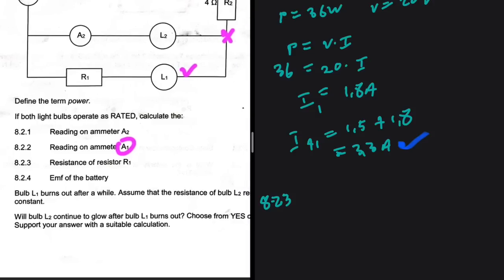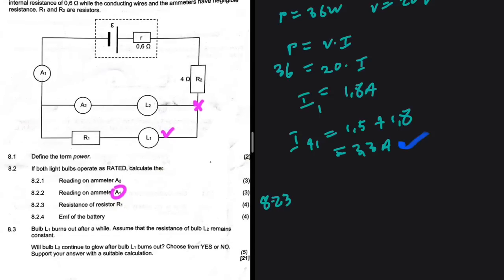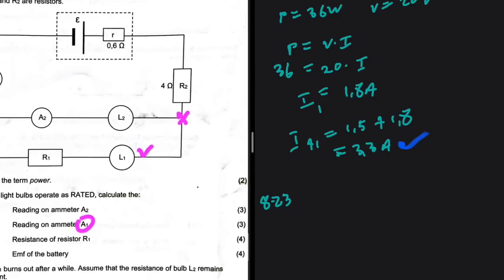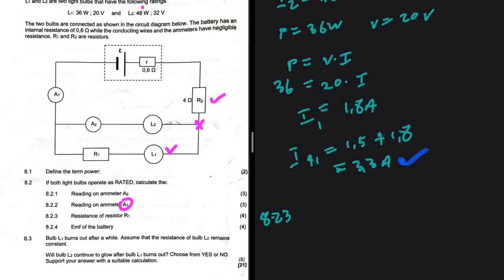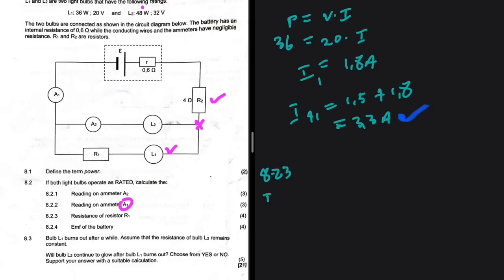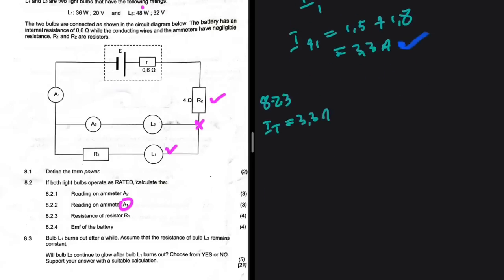8.2.3, the resistance of R1. We are looking for the resistance of R1. Okay, so how can you find the resistance of R1? We have the resistance of R2, which is 4 ohms, right? And then what else do we have? Well, we don't have the EMF, but we have the internal resistance, and we have the total current. So the total current, we know that it is equals to 3.3 ampere. So can we use the total current to find the resistance of R1? Yes, we can. How? I'm glad you asked.